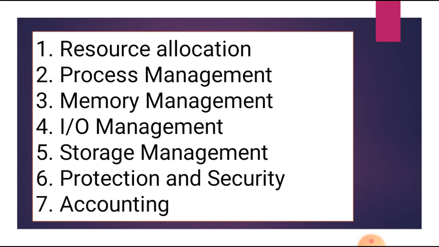There are 7 basic functions of operating system. The first one is resource allocation. What do we mean by resource? A resource is the CPU, memory, or some input output device. The operating system manages or allocates these resources to different processes, or you can say different users.